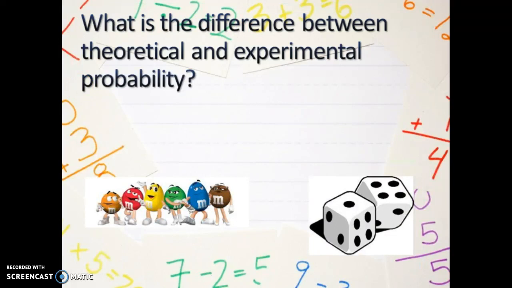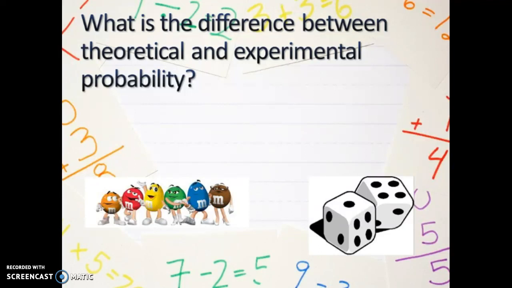So what is the difference between theoretical and experimental probability? We've learned both of these. Theoretical probability is your favorable over your total possible outcomes. Experimental probability is very similar, but now it's based off of trials.